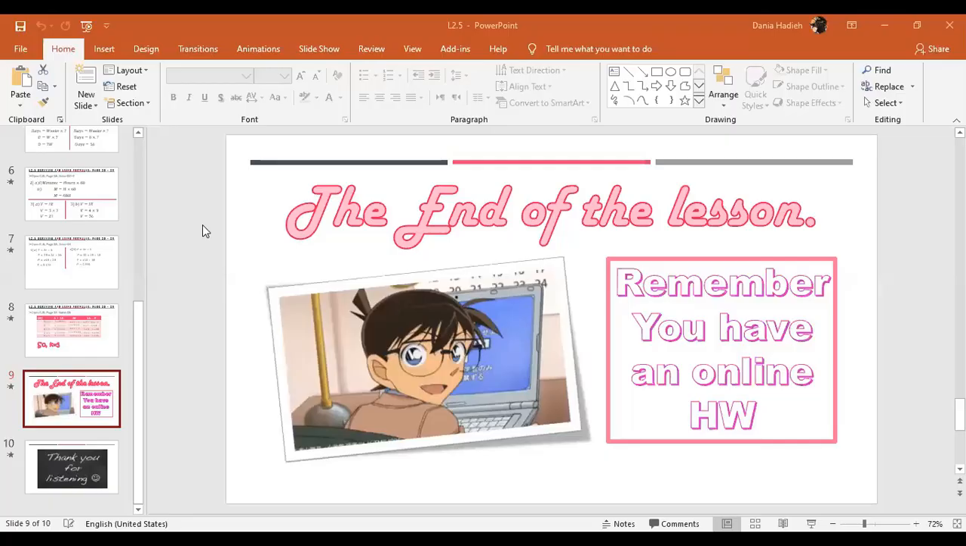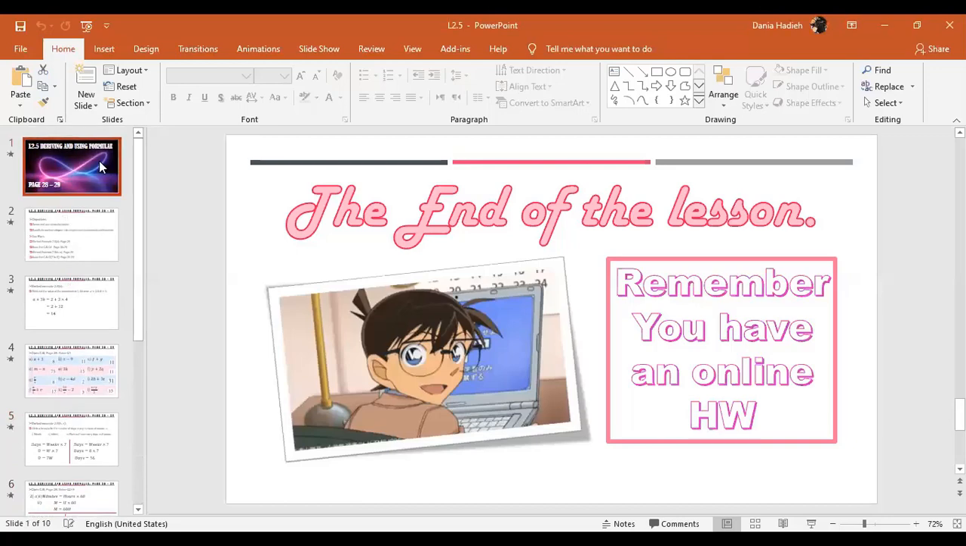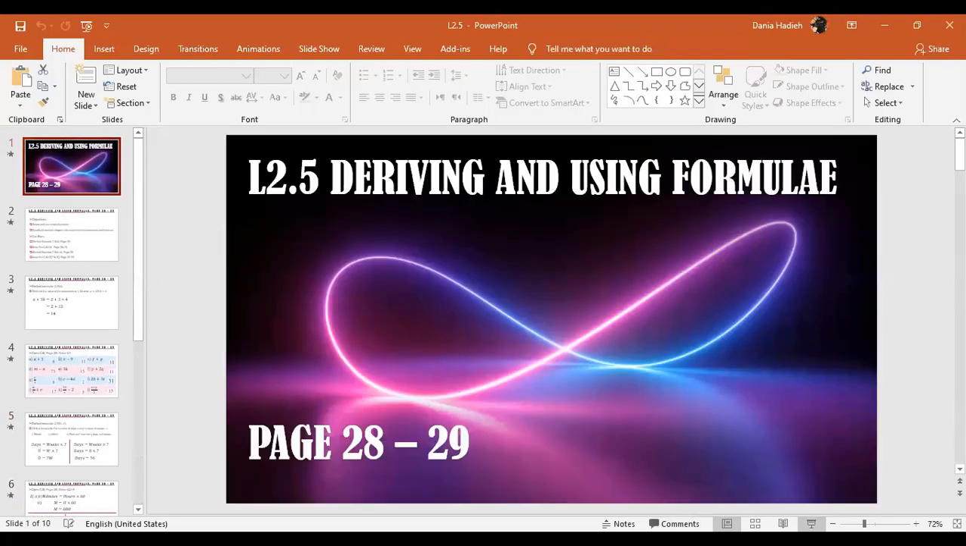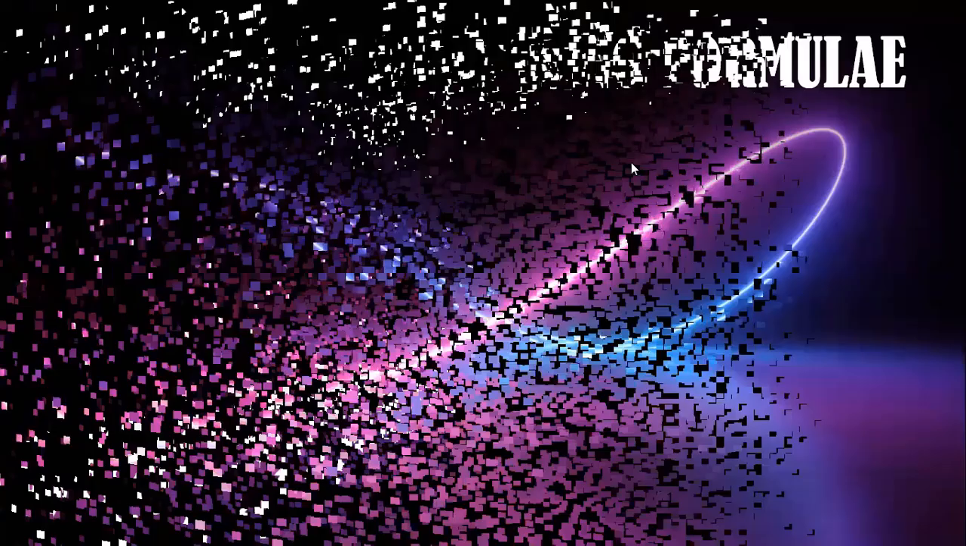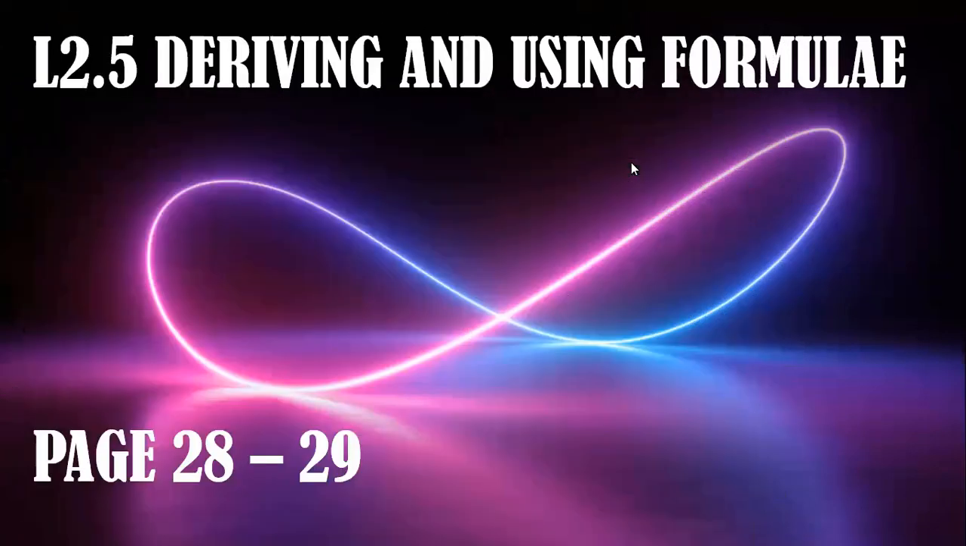So let's start with lesson 2.5. In lesson 2.5, this will be the last lesson in chapter 2, and it's deriving and using formula. Now all of you, open your course book, page 28 and 29. Your course book should be in front of you because we will need it.